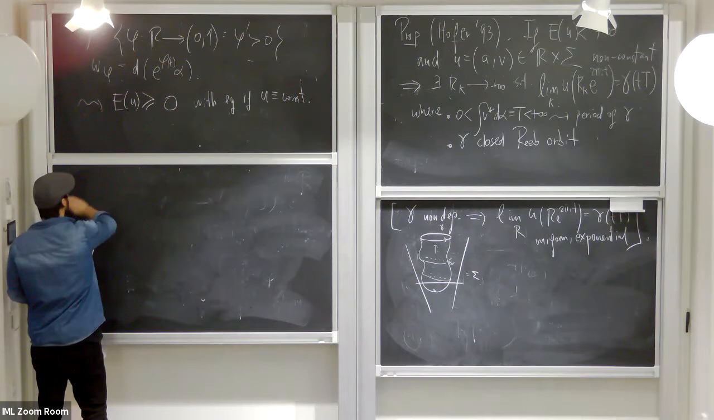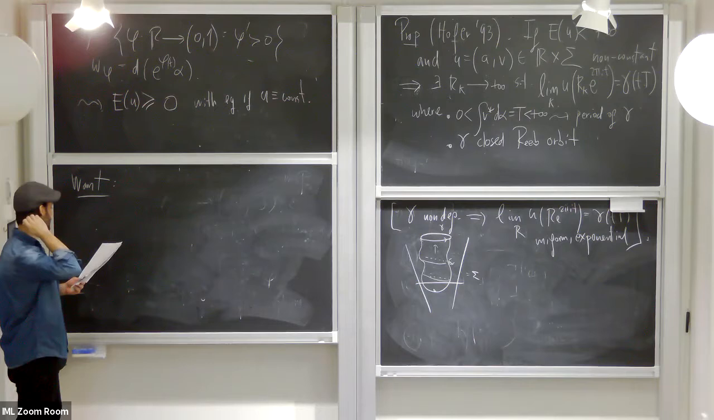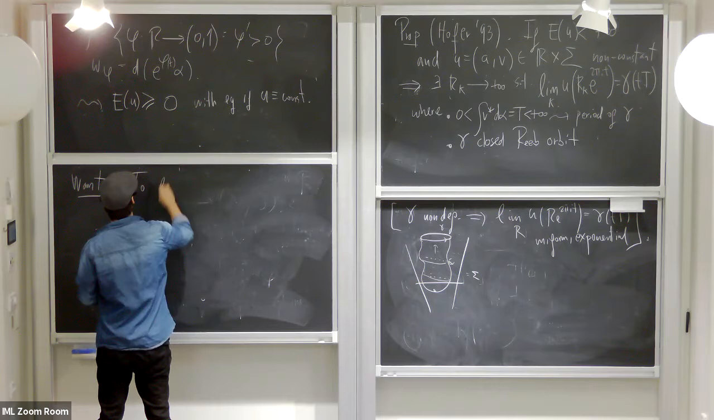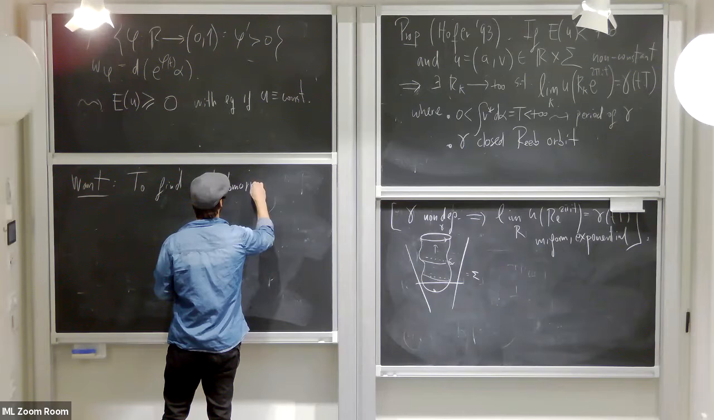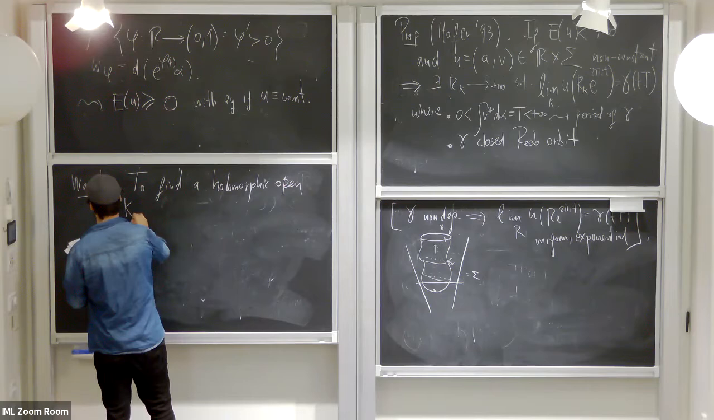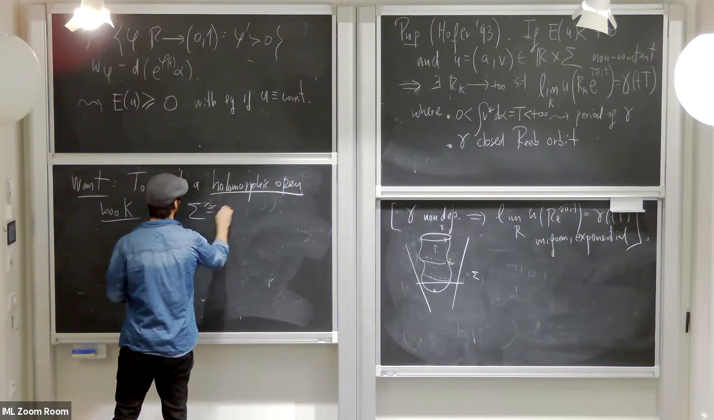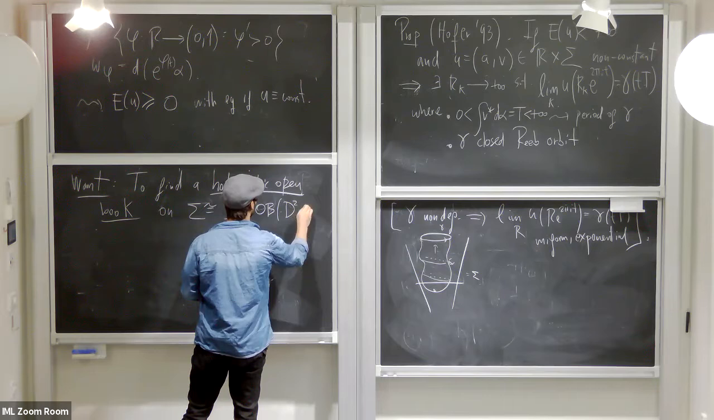Anyway. So what do I want to do? Remember we're trying to find a global surface of section and then apply a fixed point theorem. So in order to find a global surface of section, we want to find a holomorphic open book on sigma, which is a copy of S^3. And remember, we've seen that S^3 has a trivial open book with a page which is a disk, and no monodromy.